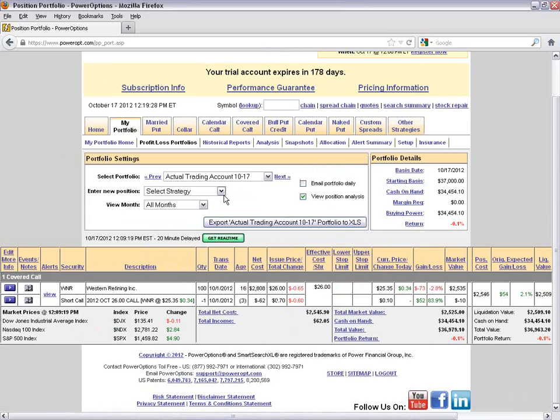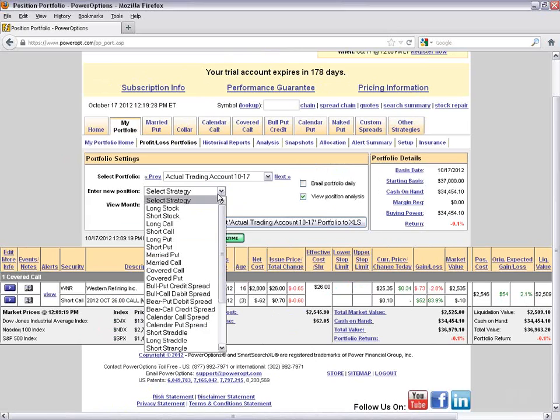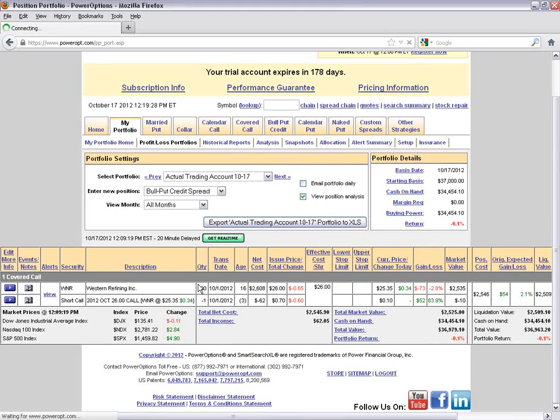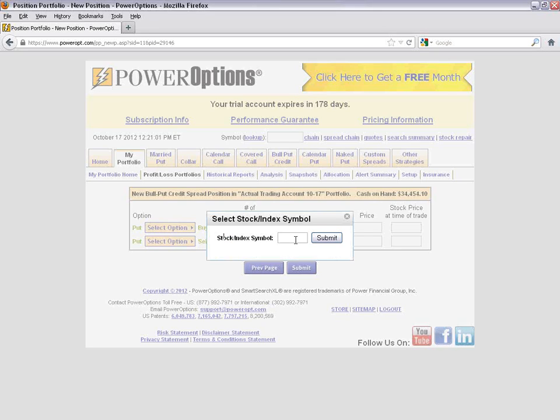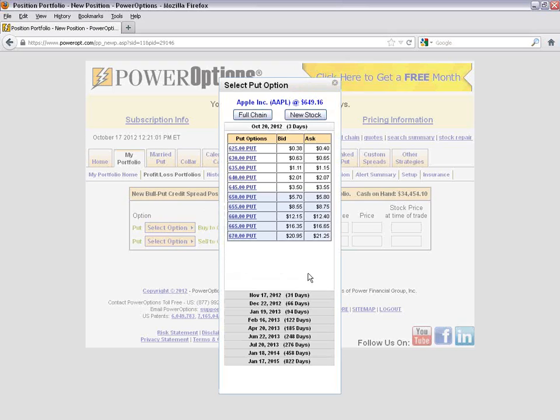But any other of those positions that you wanted to enter, for example, let's say we wanted to enter a bull put credit spread. Okay, we'll just go ahead and click on bull put credit spread. Let's say we opened a position on Apple. Well, there's no place to enter in the stock, so what I have to do first is click on select option. Now it prompts us to enter in a stock symbol, so we'll put in AAPL. Let's click on submit, and then that pulls up the available chains for us.